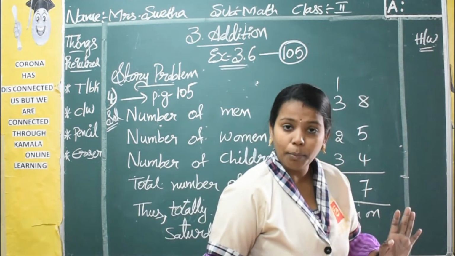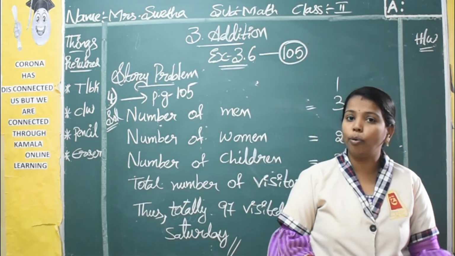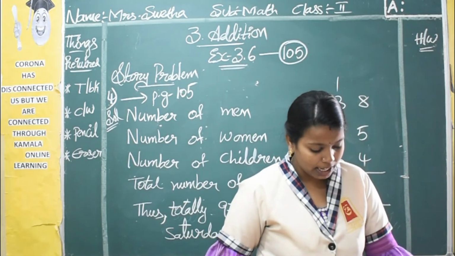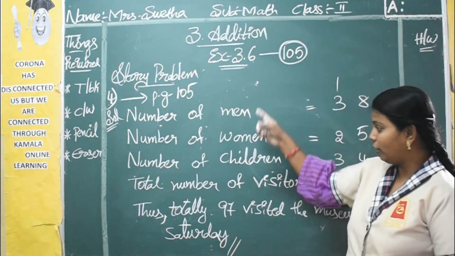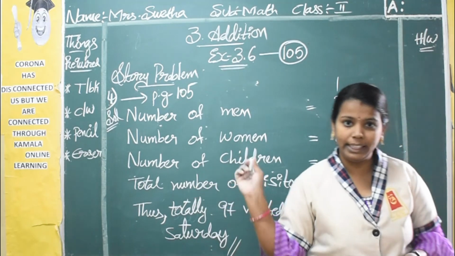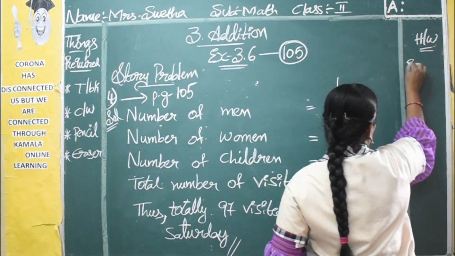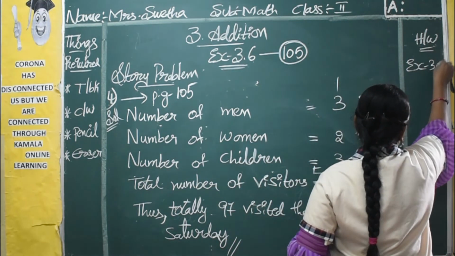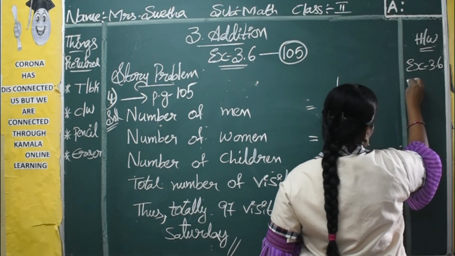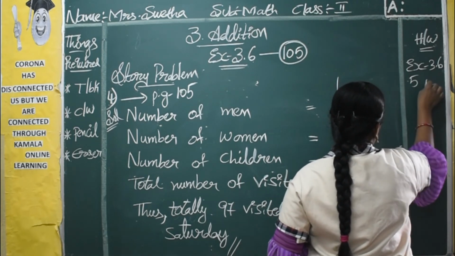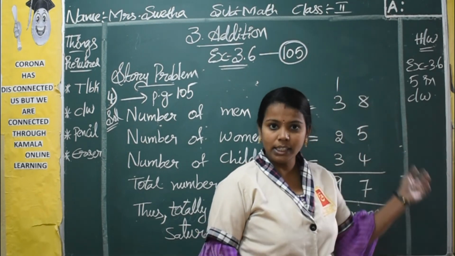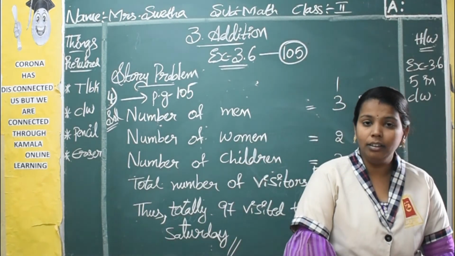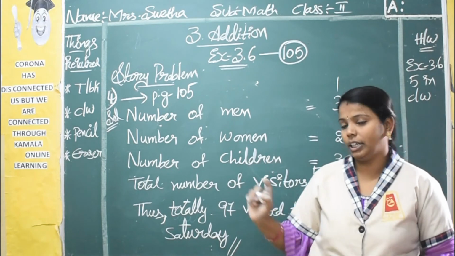Okay. So this is about your exercise 3.6. 4 problems we have discussed in this class. The last problem is very easy. That is the same as your fourth problem. So 3 sets of numbers you have to add. So do this fifth problem. 3.6 fifth problem you do in class work, in class only. After this you can do the rest.